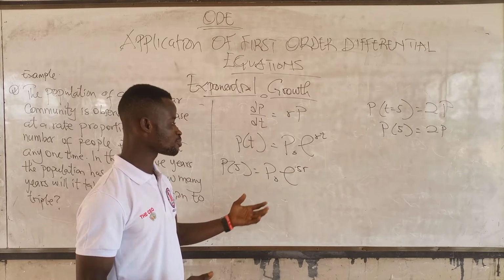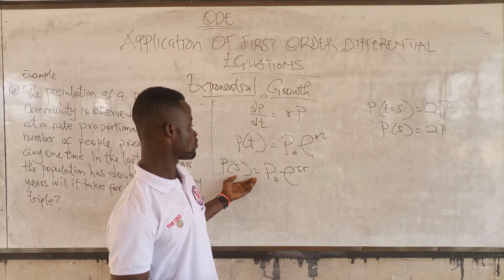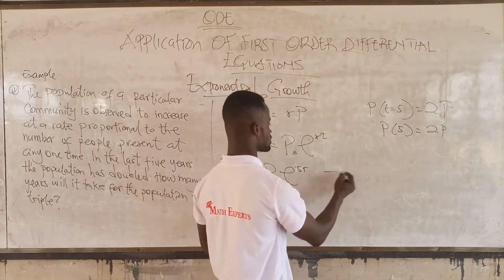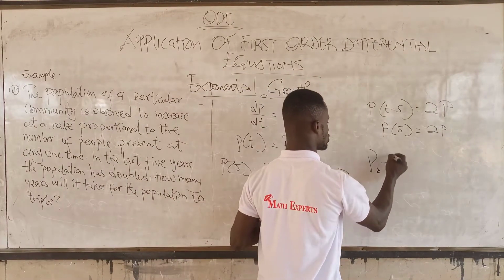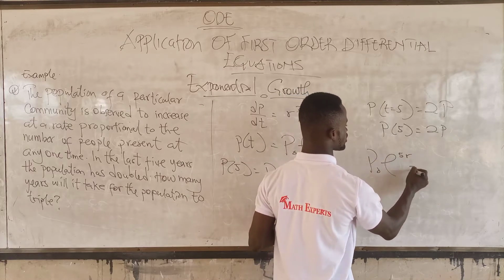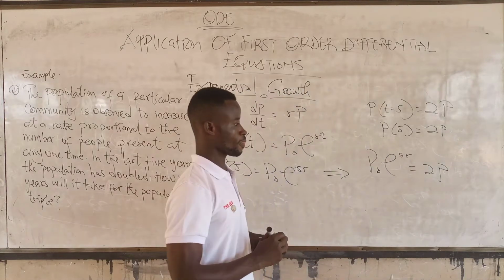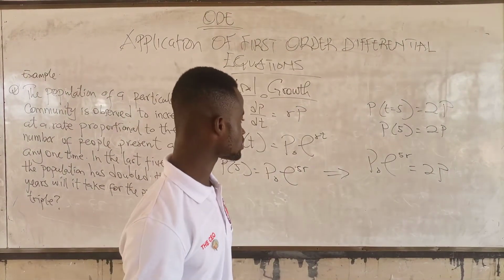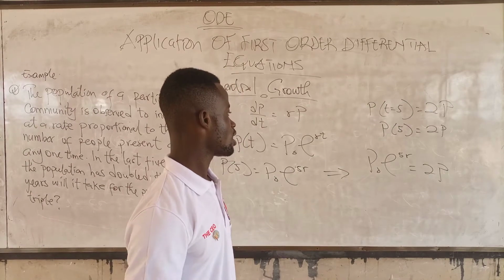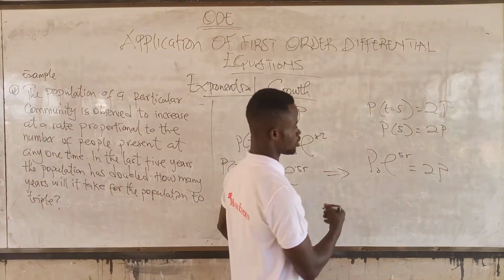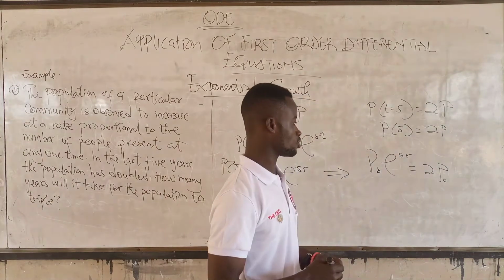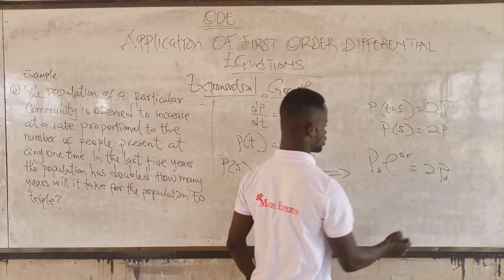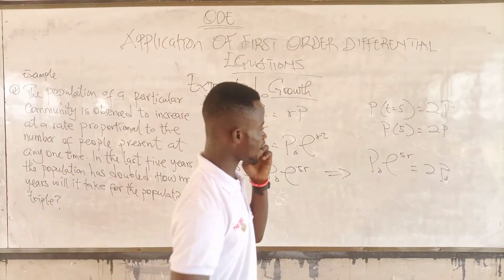So what this means is that this P of 5 that we have here is the same as 2P. So this implies that P naught e raised to the power 5r is equal to 2P. So that is that. Alright. And okay, so now here, this is going to be peanuts. Very good. So now, let's move on.